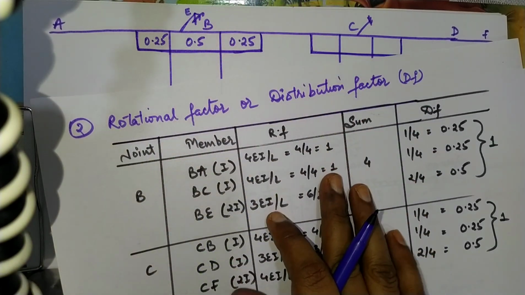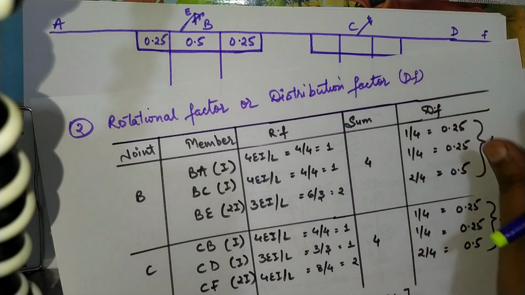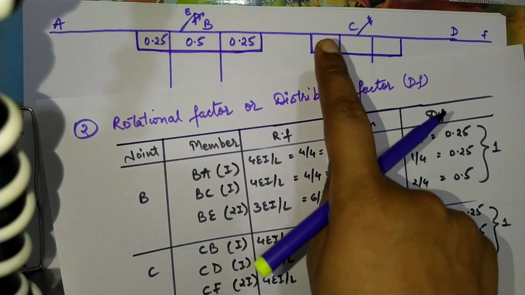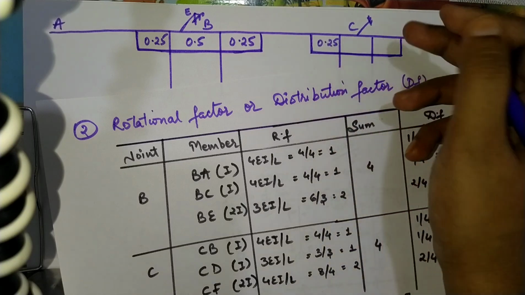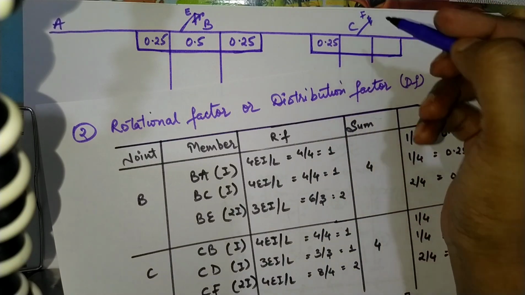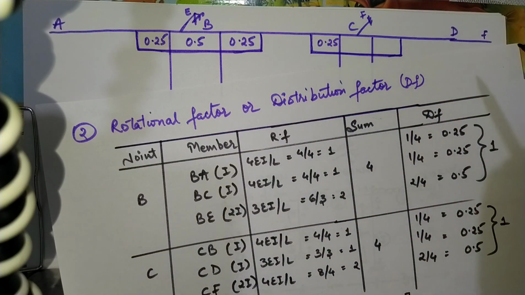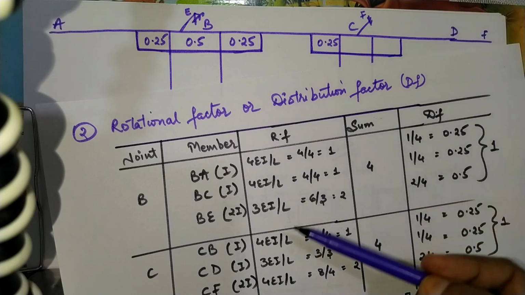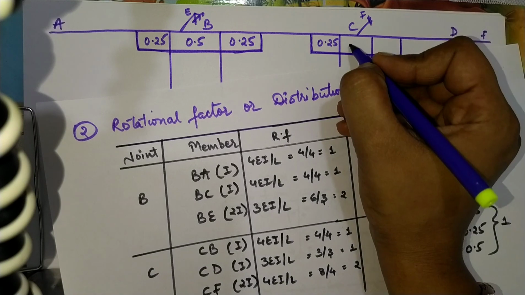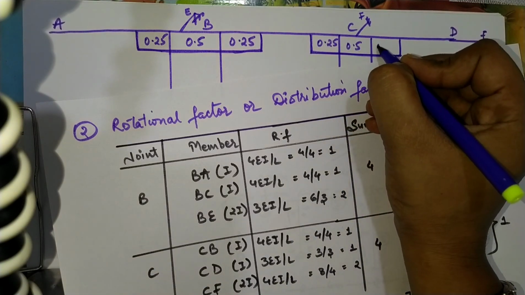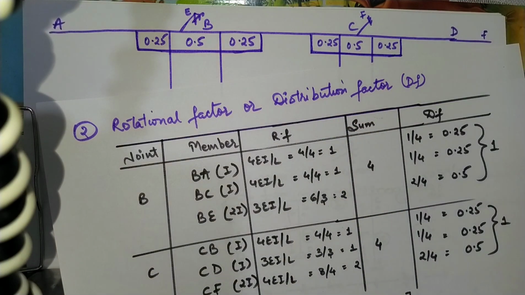I have written BE, and I have made a small hint so that you can identify and understand, you don't get confused. So similarly for the C also, this is your CB. So for CB we'll be writing 0.25. Then your middle one is your CF, and this one is your CD. We'll be writing it for the CD. So CD is your 0.25. I'll be writing 0.25 here, and CF is 0.5. I'll be writing it here.